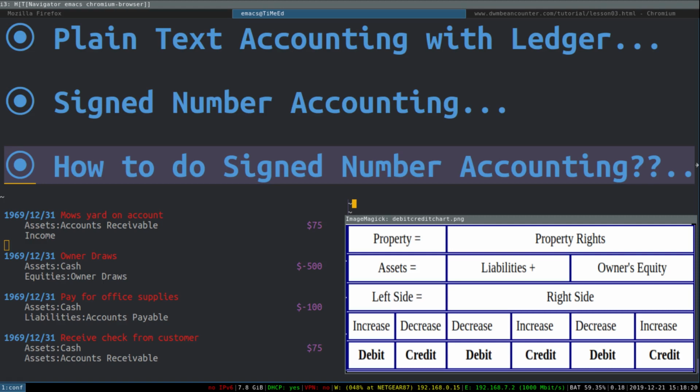Plain text accounting. It's a cool idea, and when I heard about the software tool Ledger, I had to give it a try. Unfortunately, though, immediately after starting, I ran into a problem in understanding, because there is a major difference between the standard way to do double entry accounting and the plain text or ledger way. And that difference is the use of signed numbers to represent transactions instead of debits and credits. I found no discussion of this, so in this video I hope to clarify and give a proper explanation of the difference.